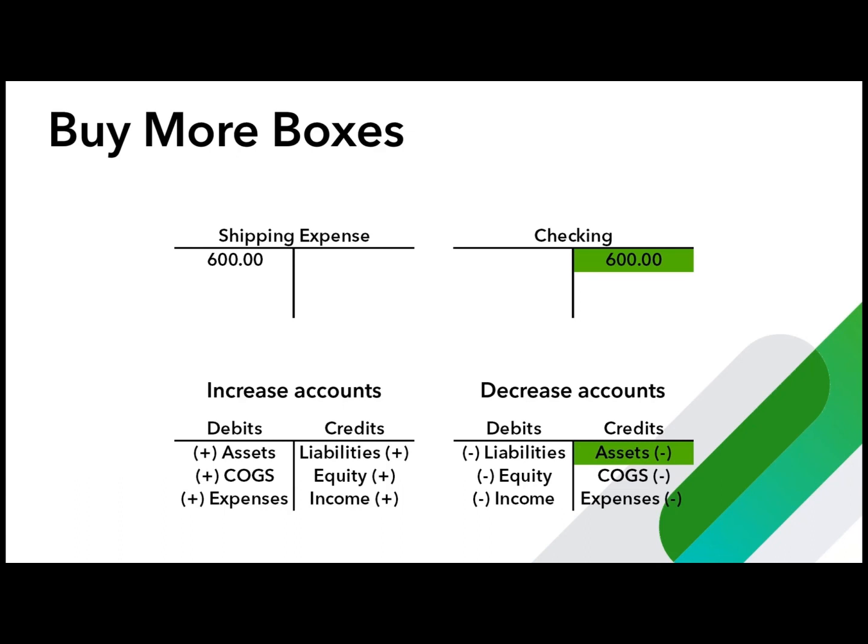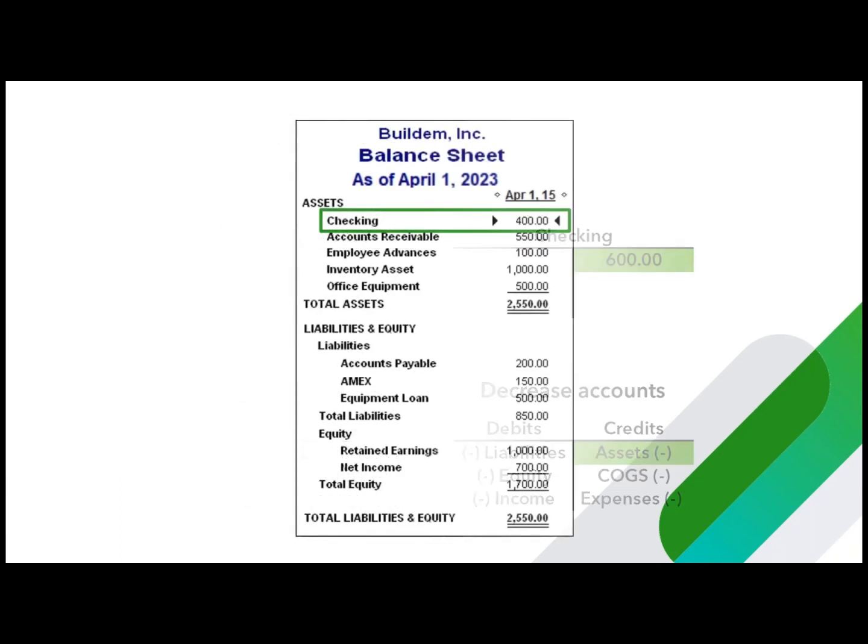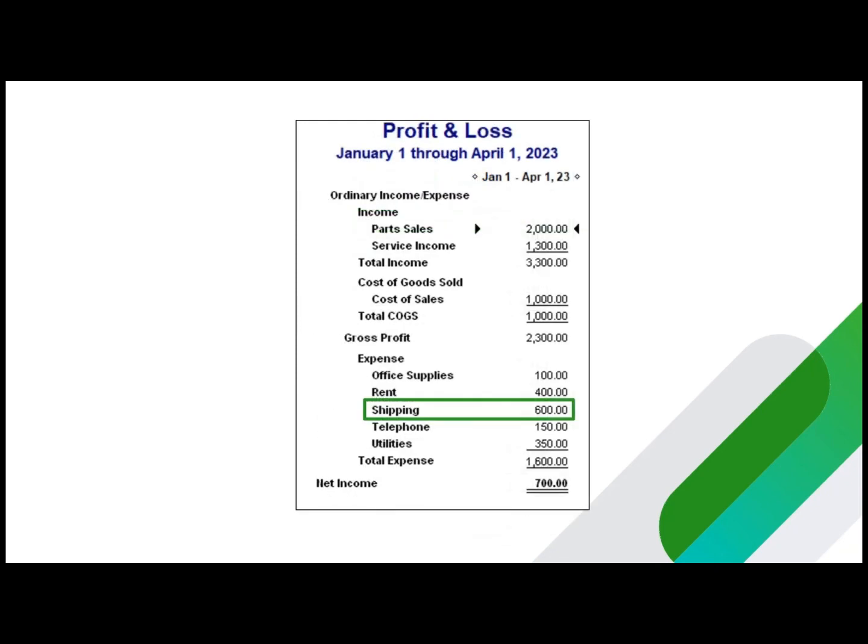How does this affect your financial statements? The checking account appears on the balance sheet. The balance is $600 less than the prior balance because of the check you wrote. What about the shipping expense? Expense accounts appear on the profit and loss statement, and here you see the shipping expense of $600.